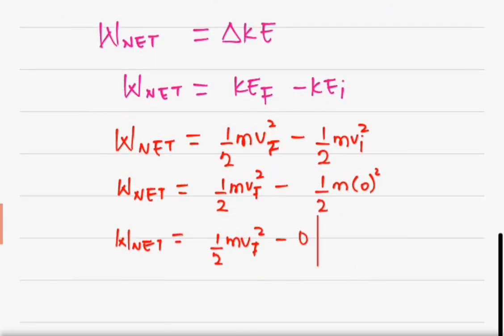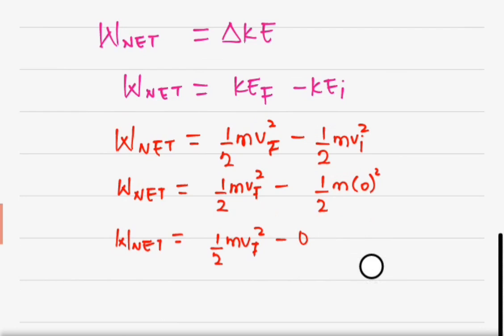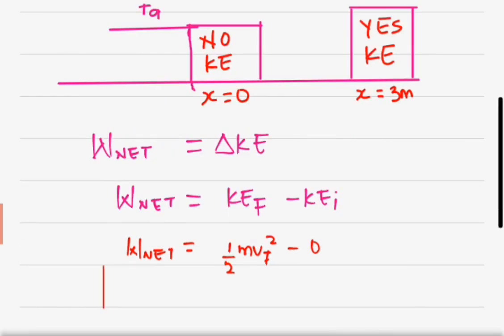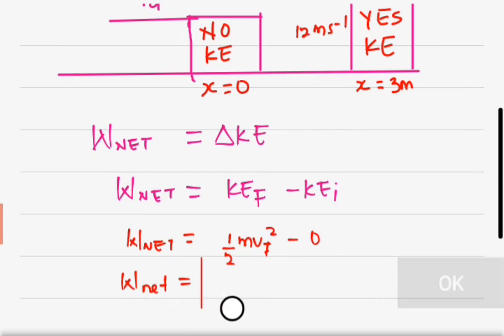So let's assume that our final velocity is, let's say, 12 meters per second. So that's the velocity that it took for us to get to that point. So what's going to be the work? What's going to be the net work on this object?